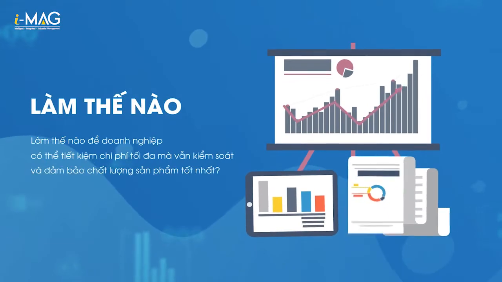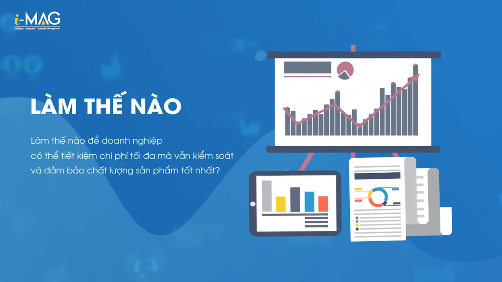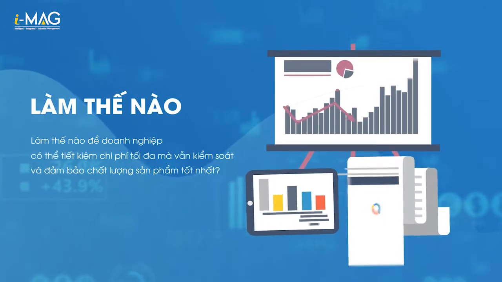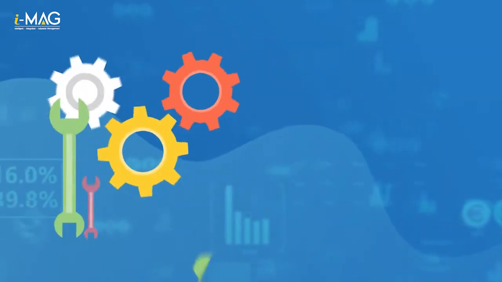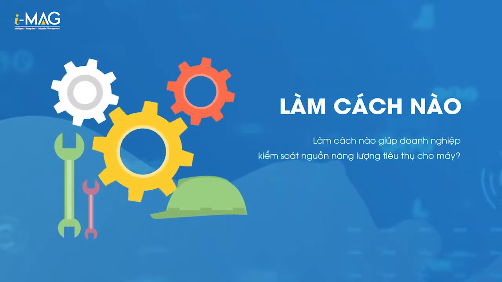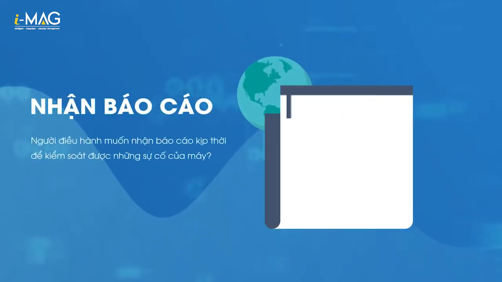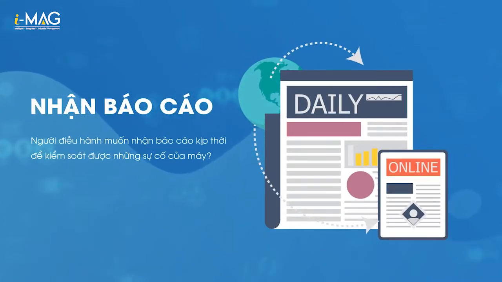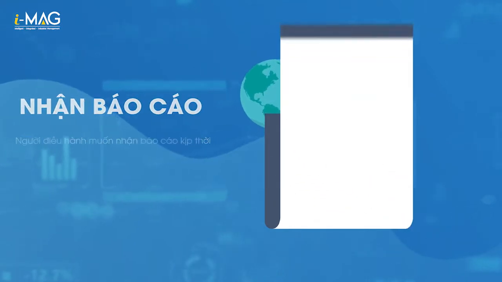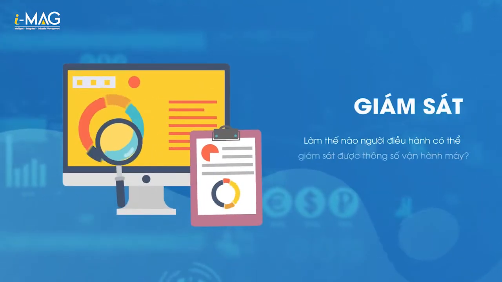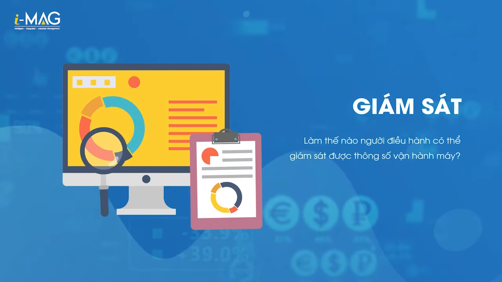How can businesses minimize cost while still controlling and guaranteeing the best product quality? How to support businesses to control energy consumption for machines? Do operators want to receive timely reports to control machine problems? How can the operator observe the machine operating parameters?